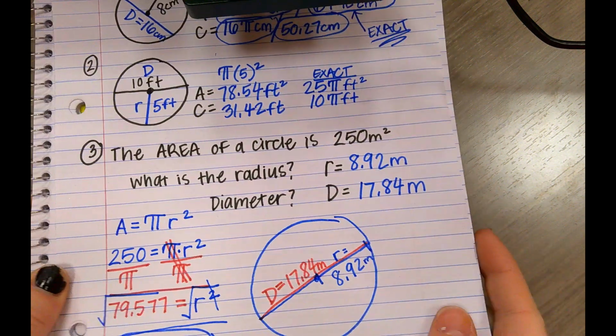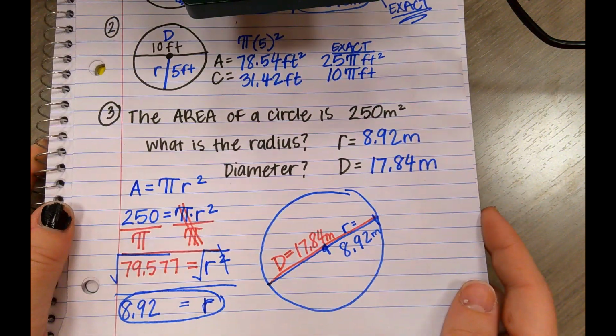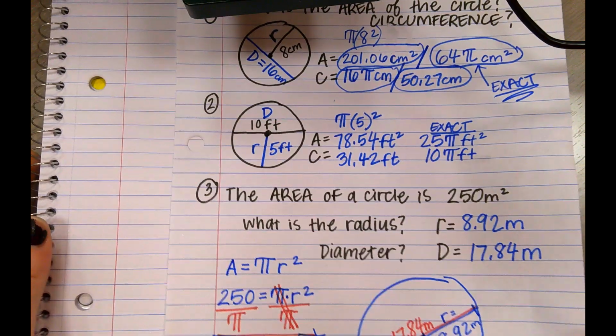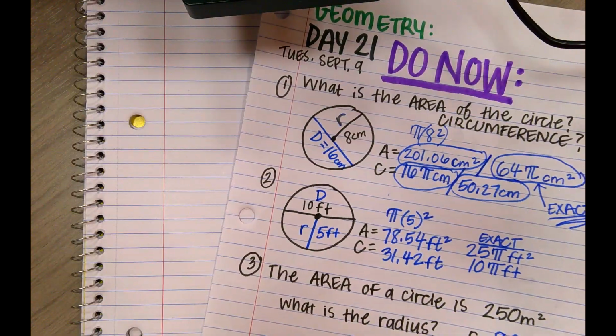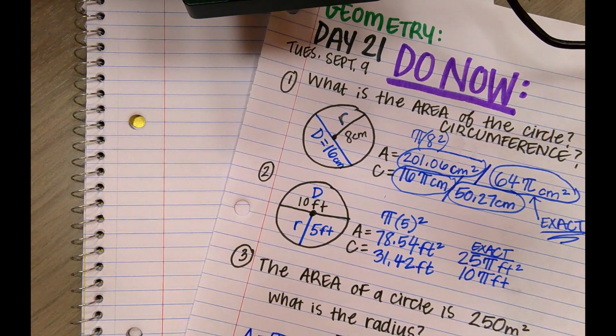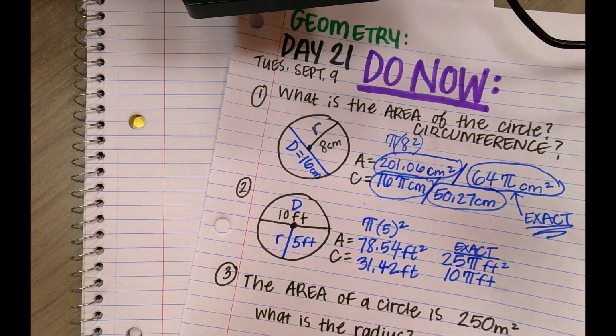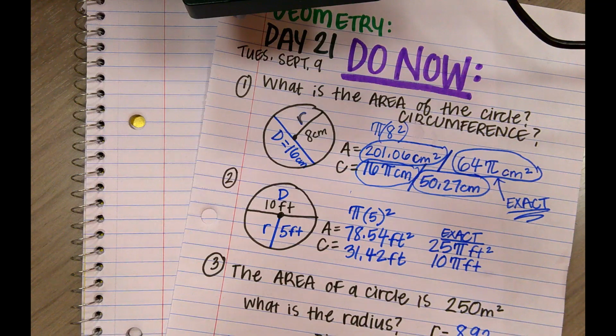So here's what we're going to do. We're going to put this to the side and we will take a few notes and we're going to talk about angles and circles.